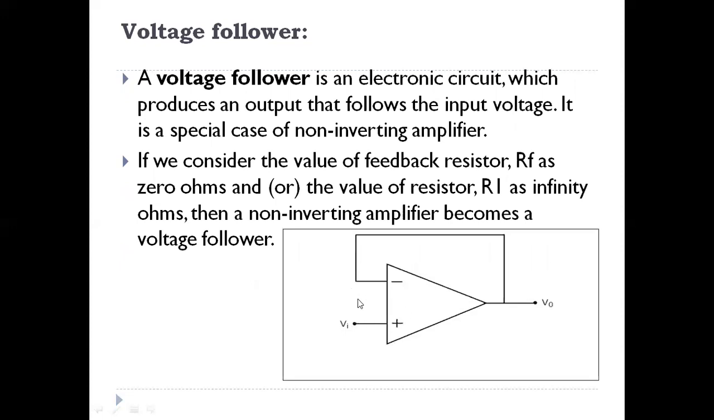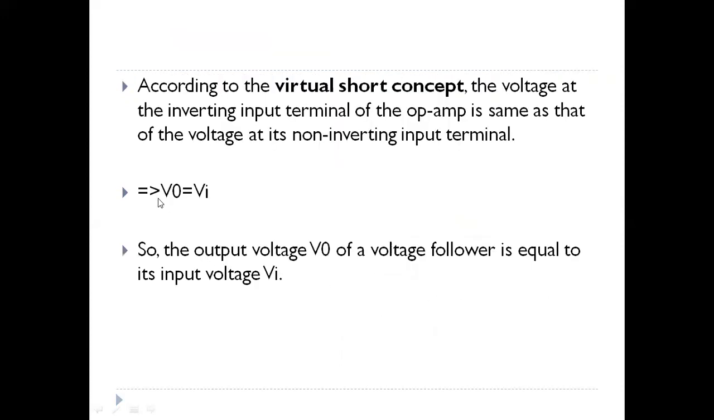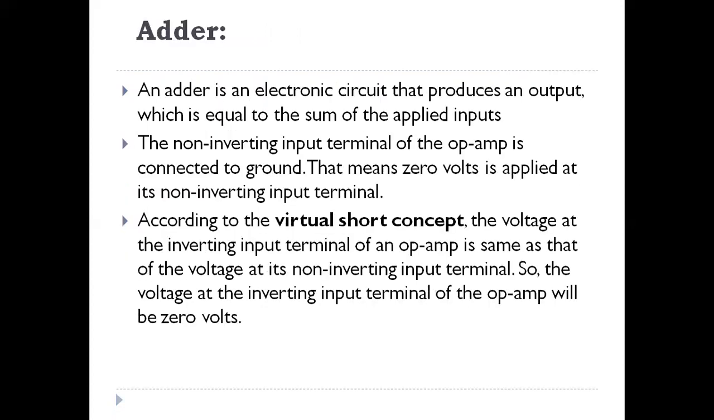Already we know the virtual short or virtual ground concept. The voltage at this point is Vi, so the voltage at this point is also Vi. That means V0 is equal to Vi. So the output voltage follows the input voltage. That's why this type of circuit is known as a voltage follower. These circuits are a special case of non-inverting amplifiers.